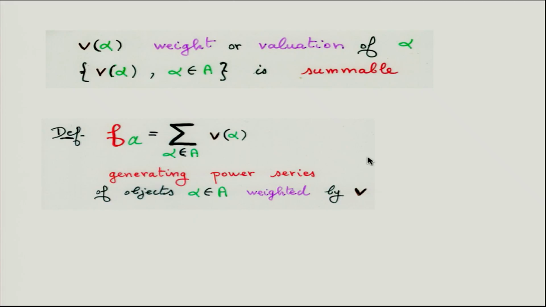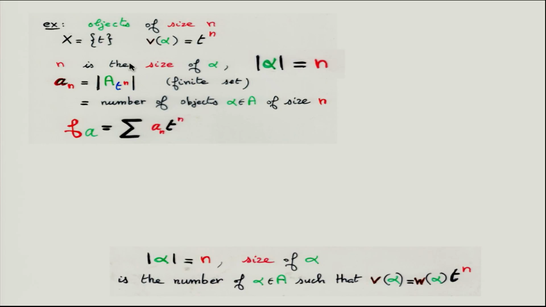An example of this: if the weight is t power n, any object has a certain weight which is a single monomial in the variable t. Then I can say n is the size of alpha, even if alpha is not composed of any cell, any point, any edges. This is the abstract size. As soon as the weight is t power n, I will say my object has size n.